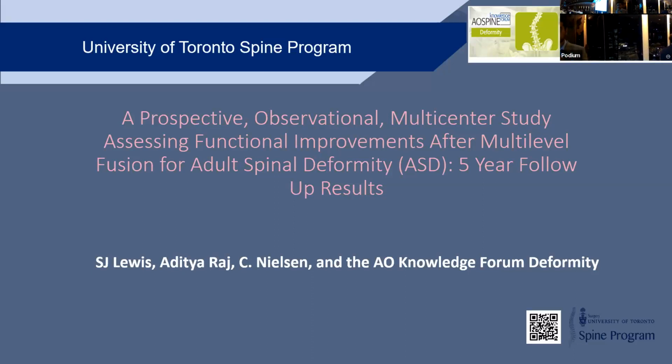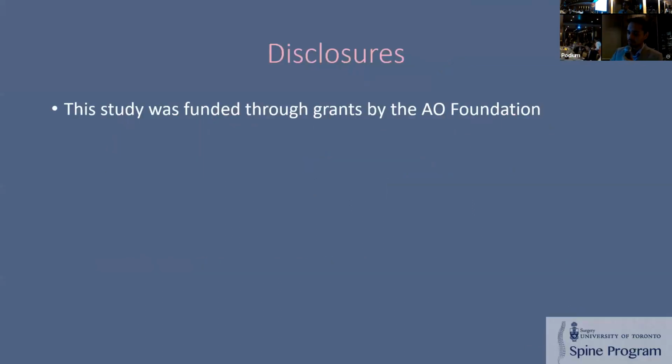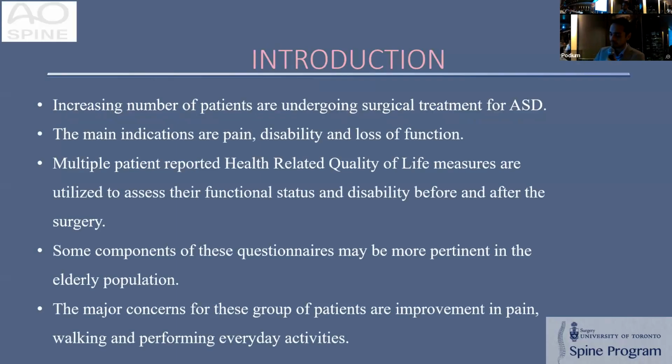Okay. Good evening, everyone. Thank you, Dr. Felix, Dr. E, Nadia, and all the organizing team for this opportunity. I'm going to be talking about a prospective observational multicentric study assessing key functional outcomes after multi-level fusion in patients with adult spinal deformity, with 5-year follow-up results. I worked on this project with Dr. Lewis and Dr. Nielsen, and I thank them as well. This study was funded through grants by the AO Foundation.